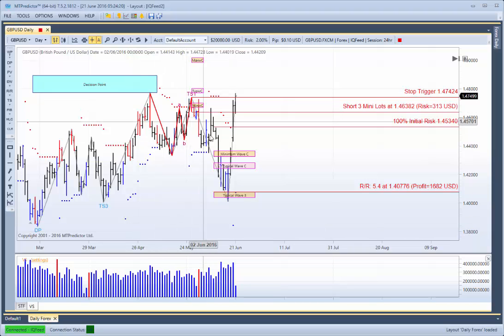So that was a great example of the British pound against the US dollar that unfolded on basic rumours of a Brit exit, then rumours of a Brit remain, and as you can see the currency had quite a volatile move there, but MTPredictor caught a very nice trade in between.